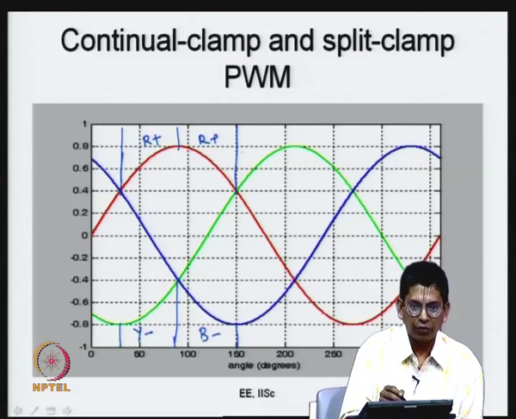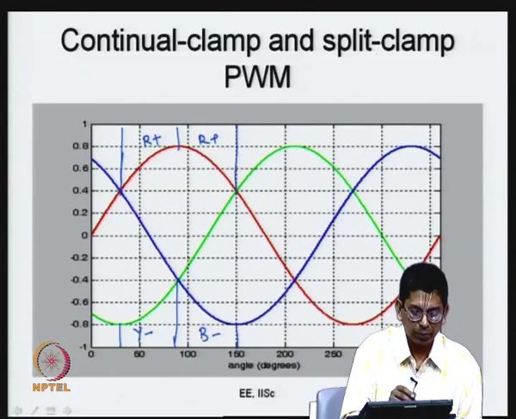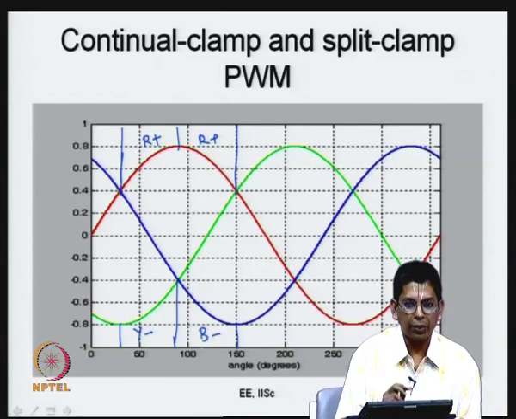Between 90 and 150 degrees, R to the positive bus is possible, or B to the negative bus is possible. So there is an option now. For example, between 90 and 150, whether you want to clamp the R phase to the positive bus or clamp the B phase to the negative bus is an option now.